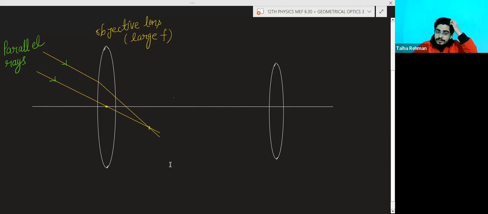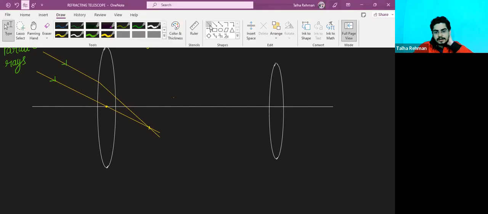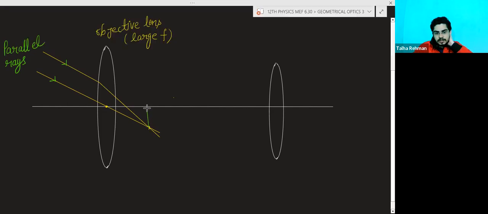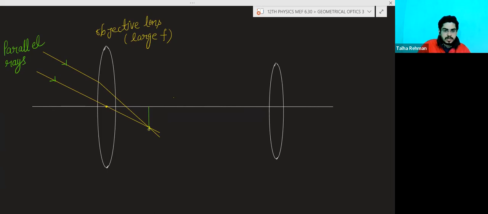And I told you, whenever the rays are parallel, and those rays are passing from the convex lens or concave lens, those rays will always meet at the focal plane. So image will form here at focal plane. Okay. So basically, this will be the focus of the objective lens.